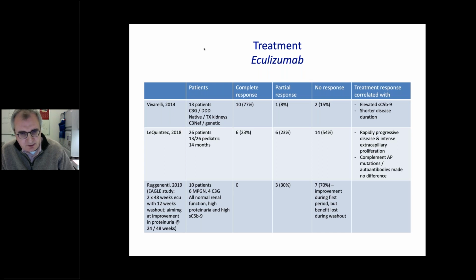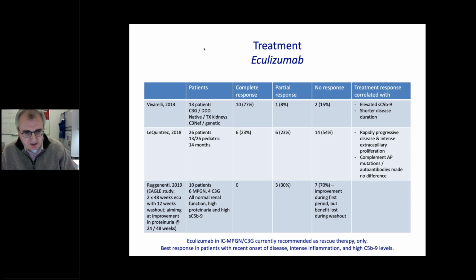Interestingly enough, the first half of the trial seemed to have been successful in 7 patients, but the benefit was lost basically during the washout period and then throughout the second period of this trial.